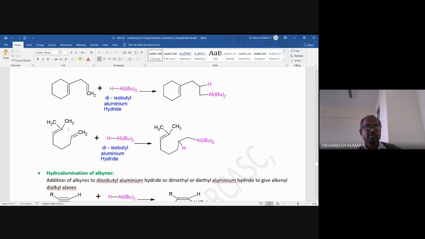Here you can observe a double bond here, and also a double bond there. One of these is away from the hindrance, while to the other double bond there is a hindrance. That is the reason H will add to this carbon, the more substituted or more hindered carbon, and aluminum will add to this carbon. So that is how the product is obtained.